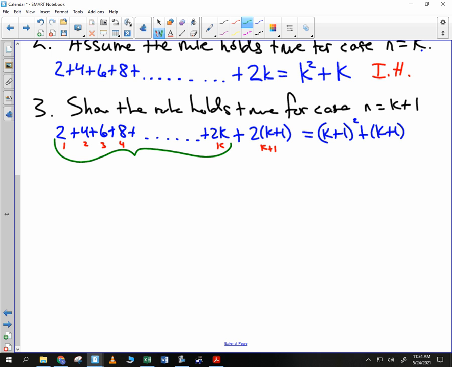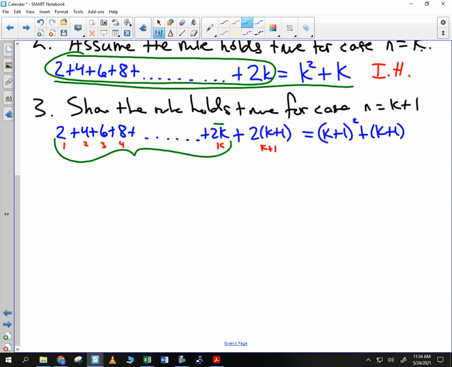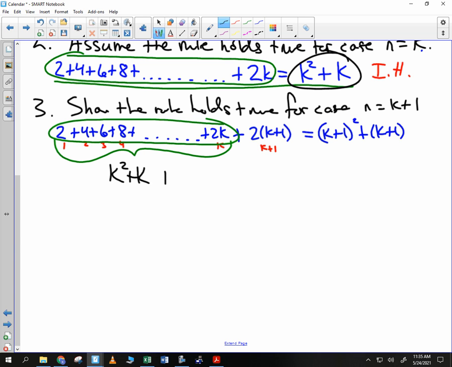Good. I use my inductive hypothesis. This thing will always end up showing up right here. So you can see this 2 plus 4 plus 6 plus 8 all the way to 2k is exactly this thing I have right there. And we know that that's k squared plus k because we see it right there. So we get k squared plus k. And then what remains? That thing, 2 times k plus 1. And we have to get it to be that thing that's on the right.